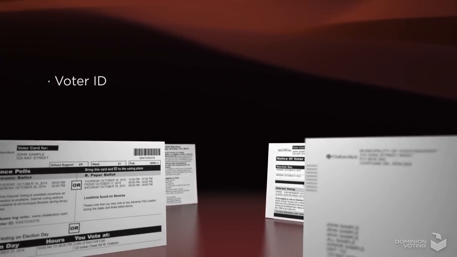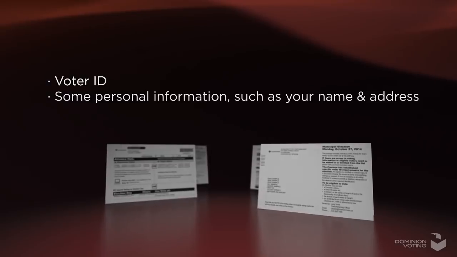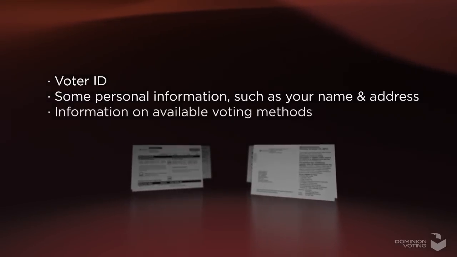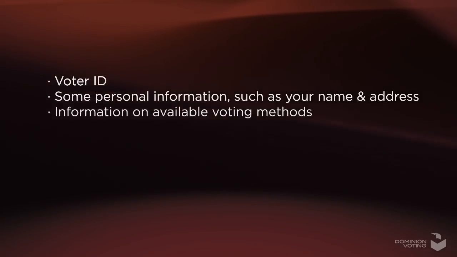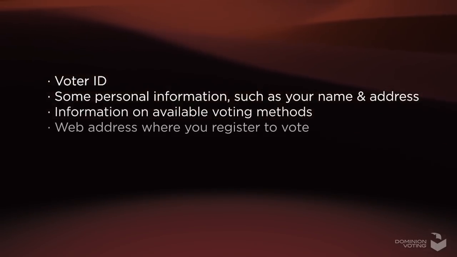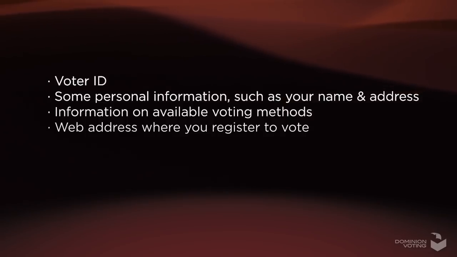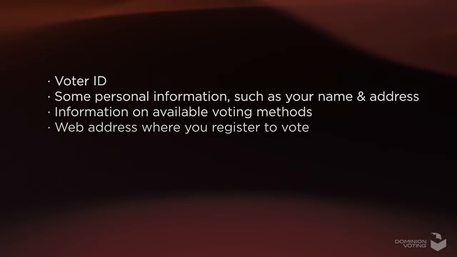All eligible voters will receive a voter notification card in the mail. On the card, you will find your voter ID and some personal information, such as your full name and address. The card also provides information on all available voting methods, including internet and telephone voting if offered. The card will also list the web address where you register for internet or telephone voting if you choose to vote by either of these methods.